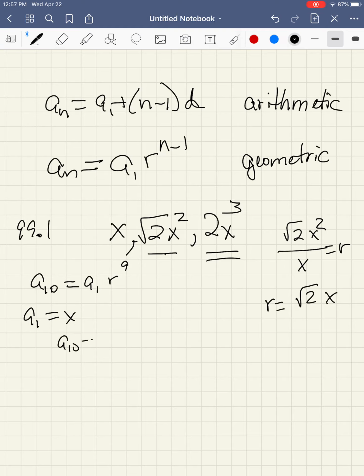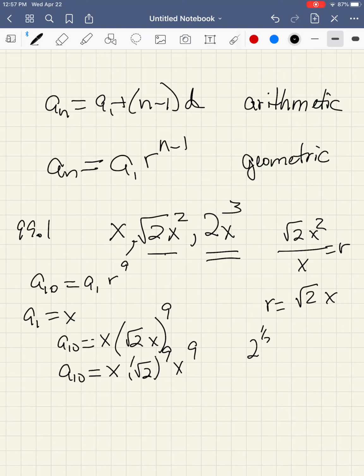So A10, A1 is x, and then r is the square root of 2x, and that's going to be raised to the 9th power. Okay, so here we have x, and this will be the square root of 2 to the 9th power and x to the 9th power. So let's look at this off to the side. This would be 2 to the half if it's square root. So it'd be 2 to the 9 halves. So this will be 2 to the 9 halves, and then x to the 9 plus 1 would be x to the 10th.